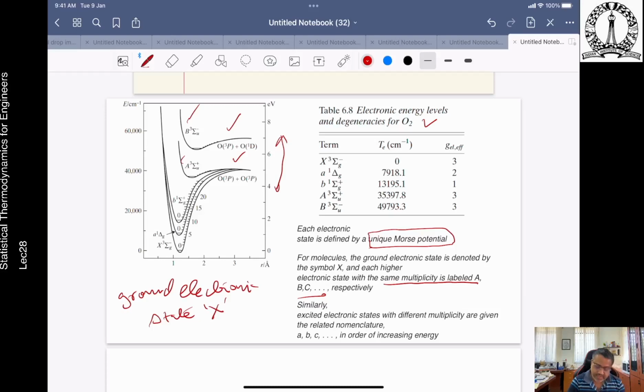Similarly, excited electronic states with different multiplicity are given the nomenclature small a, small b, etc. So the ground electronic state is X, each higher electronic state with the same multiplicity is labeled capital A, capital B, capital C, whereas the excited electronic states with different multiplicity are labeled small a, b, c. So that is what you get.